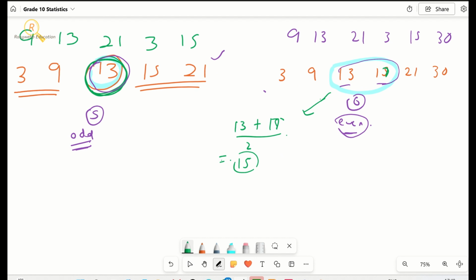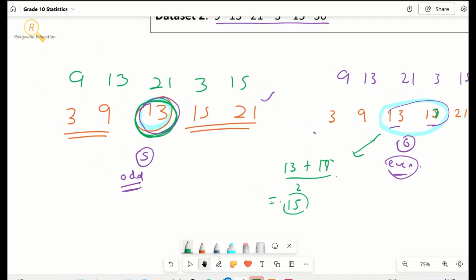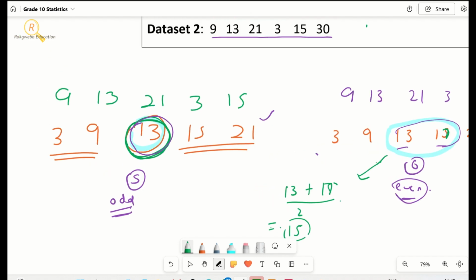Okay. One more thing I want to touch on. Let's look at the odd part, the first data set, this one. Remember we've got 2 digits on either side of 13, the median.